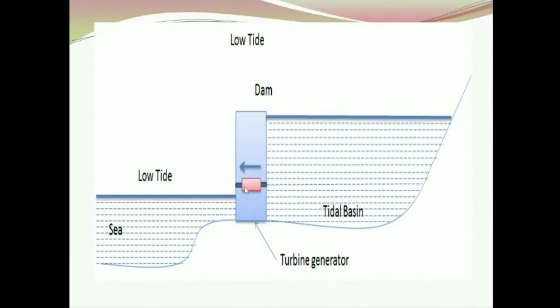Now, on this path, the turbine generator set is being placed. So, whenever the water is passing through this turbine generator set, the turbine rotates, which in turn drives the generator and generates electricity. This is the case of low tide. So during the flood tide condition, the basin is being filled and this is the low tide condition. Sea level is below the water level of the tidal basin.